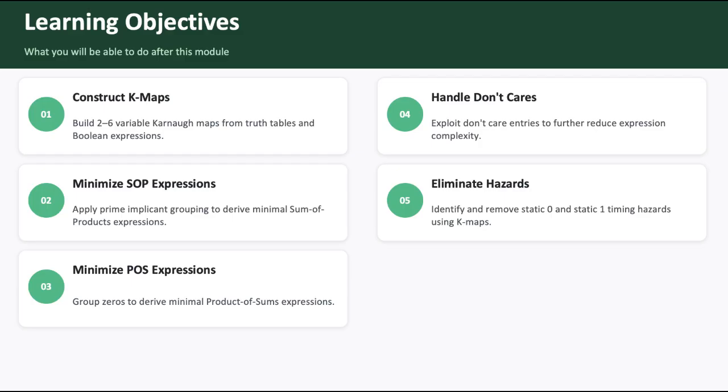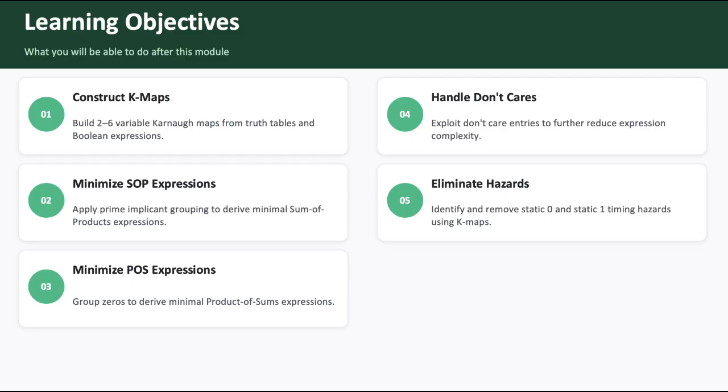Objective 2 is to minimize SOP expressions. This means finding the prime implicants, identifying which ones are essential, and selecting the fewest groupings that cover every one cell. The result is a minimal sum of products. Objective 3 is the dual, minimizing POS expressions by grouping the zeros on the map instead of the ones.